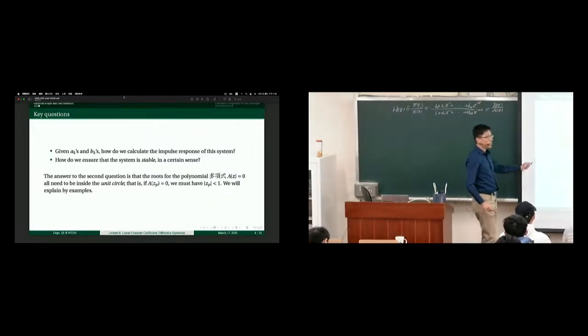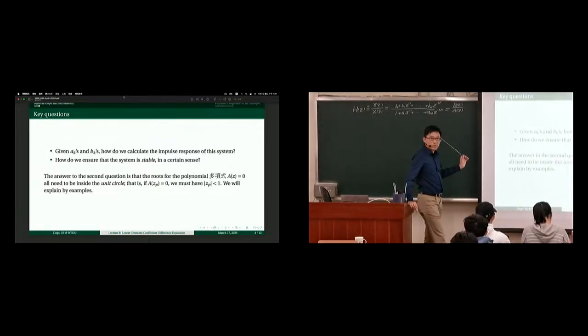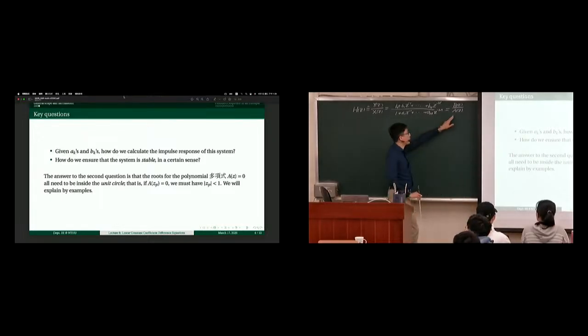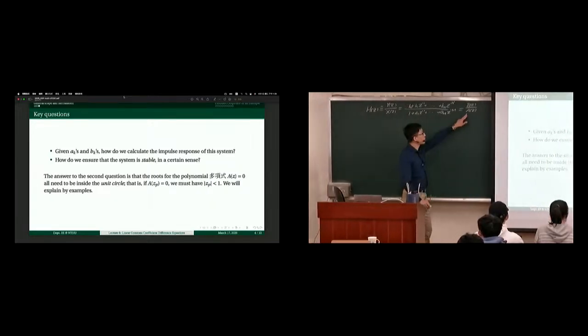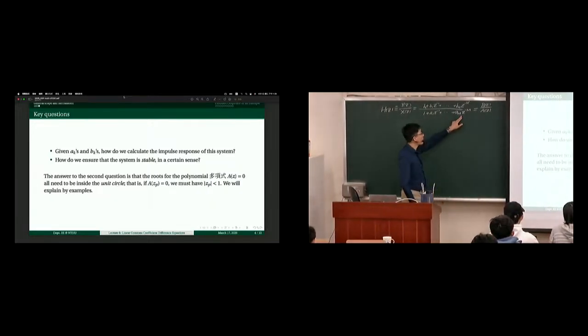Then the answer to stability. If you ask whether or not this system is going to be stable, the answer is rather simple. The conclusion is that we need to find out the roots of A of z. Root means the roots of the polynomial. In general, it's an Mth order polynomial, so we should expect it to have M roots. Some might be multiple roots, but in general, we have M identical or distinct roots.